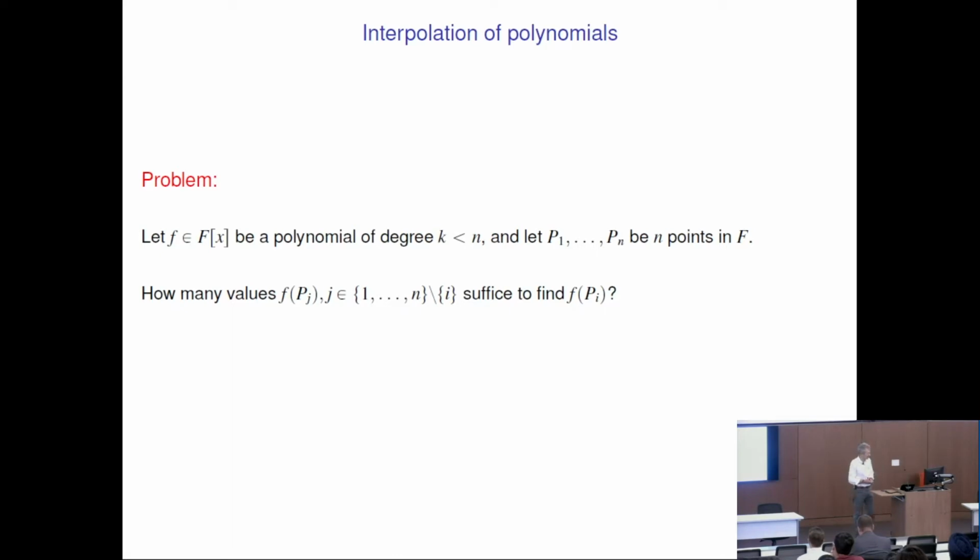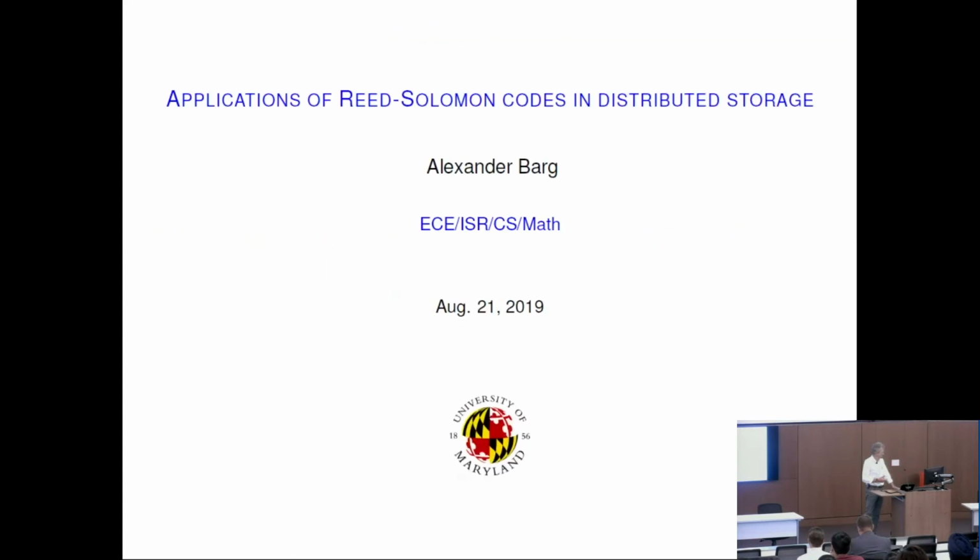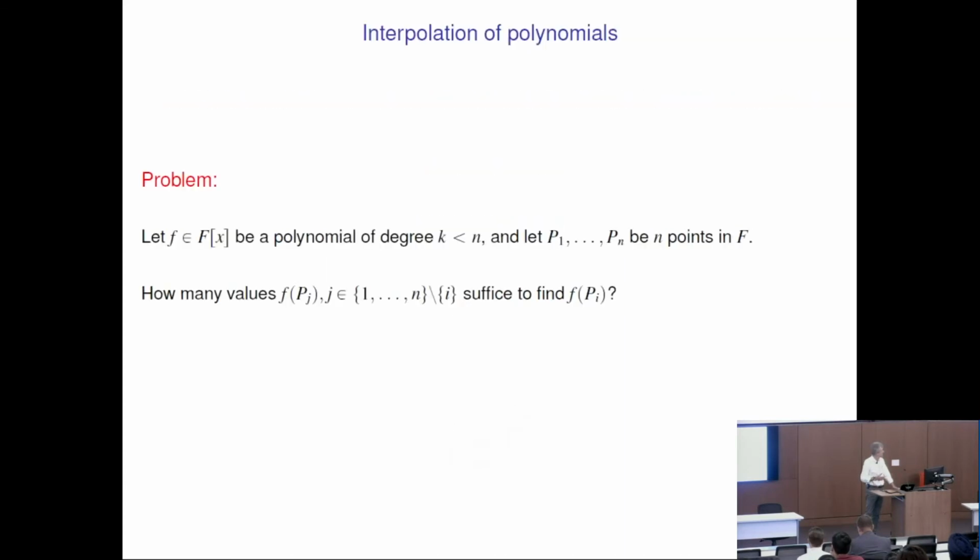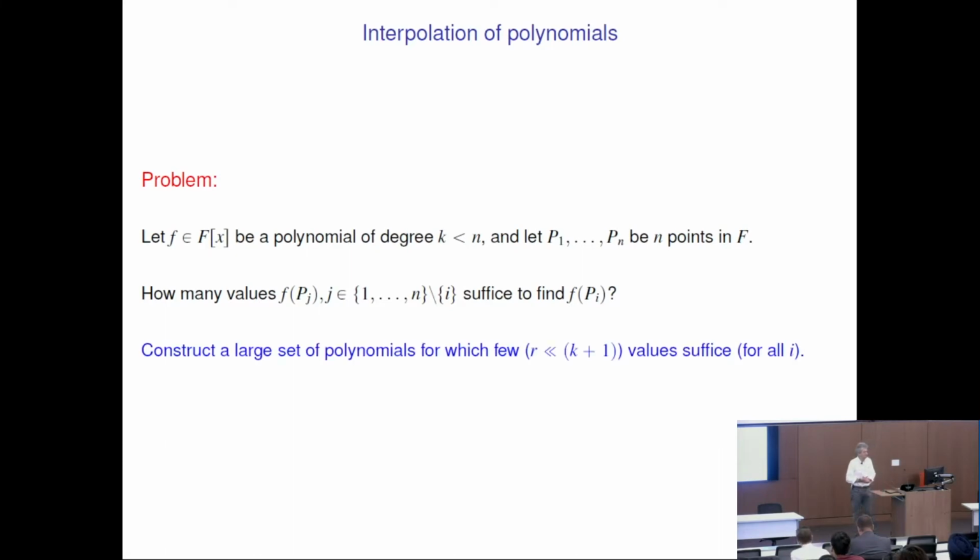The question is, of course, loosely formulated, and the answer that comes to mind is we need to look at k plus 1 evaluations to recover the entire polynomial. But is it possible to construct a large set of polynomials for which we can recover f of pi by looking at a small number of evaluations? So that's a question that comes from distributed storage.